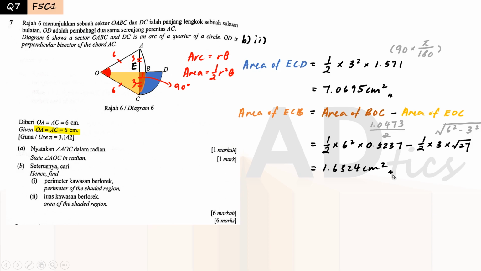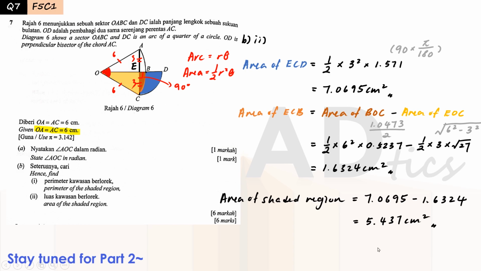Once we have the two areas, we can find the area of the shaded region by subtracting these two together to get the answer, which is 5.437.